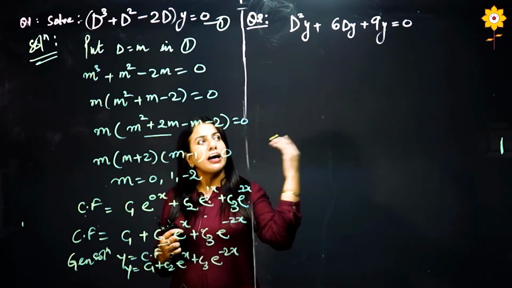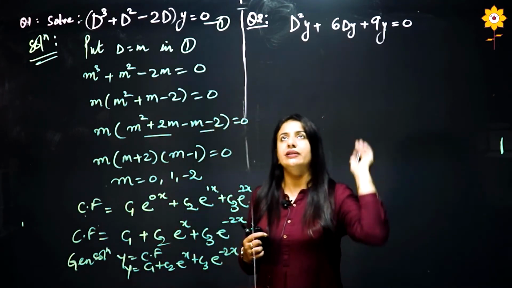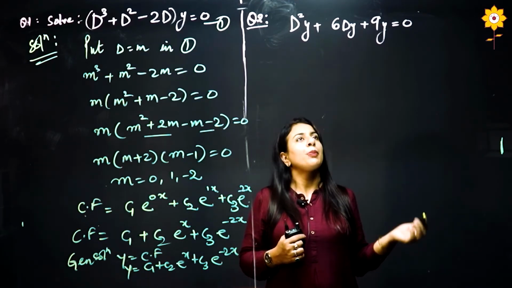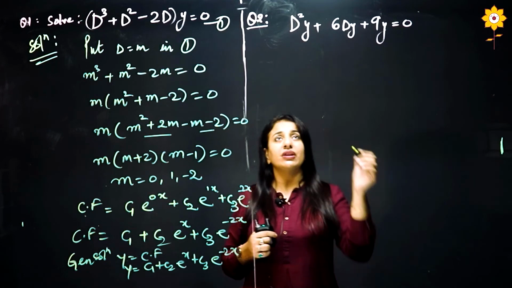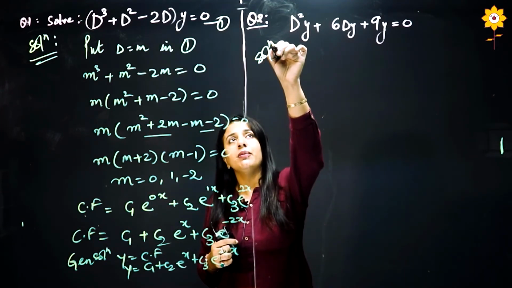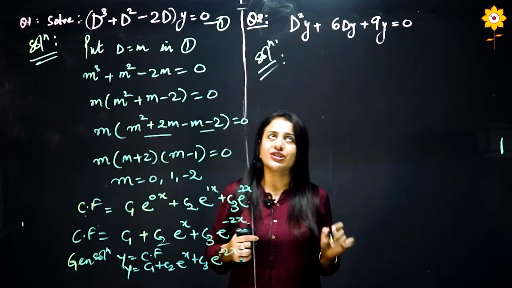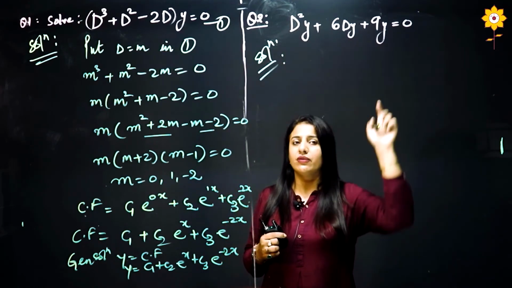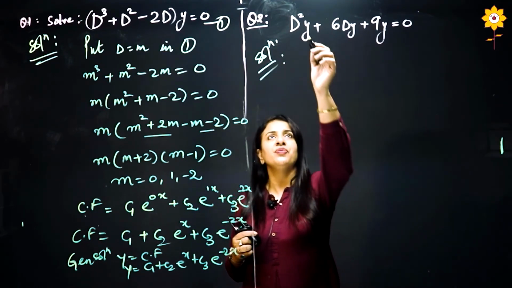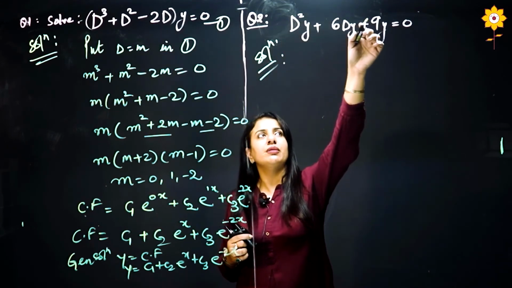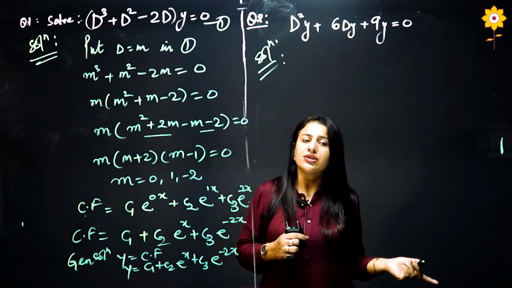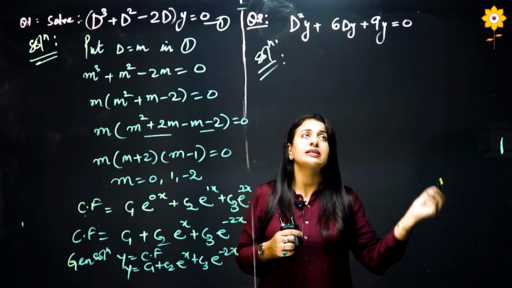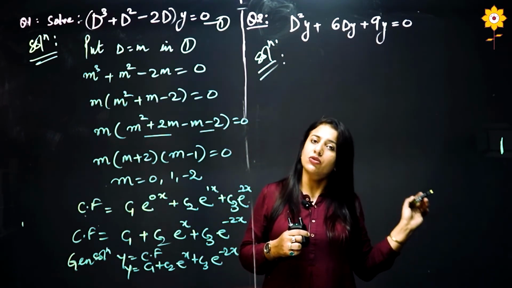Let us take another example. Here I have taken question number 2, which is D square y plus 6Dy plus 9y equals 0, and we need to solve this equation. Number 1, I need to check which type of equation this is. I can see that it has higher order derivatives, like second and third, and a term without derivative, and the degree of each and every term is 1. So this is a linear differential equation. Since it has constant coefficients, I would say this is a linear differential equation with constant coefficients.